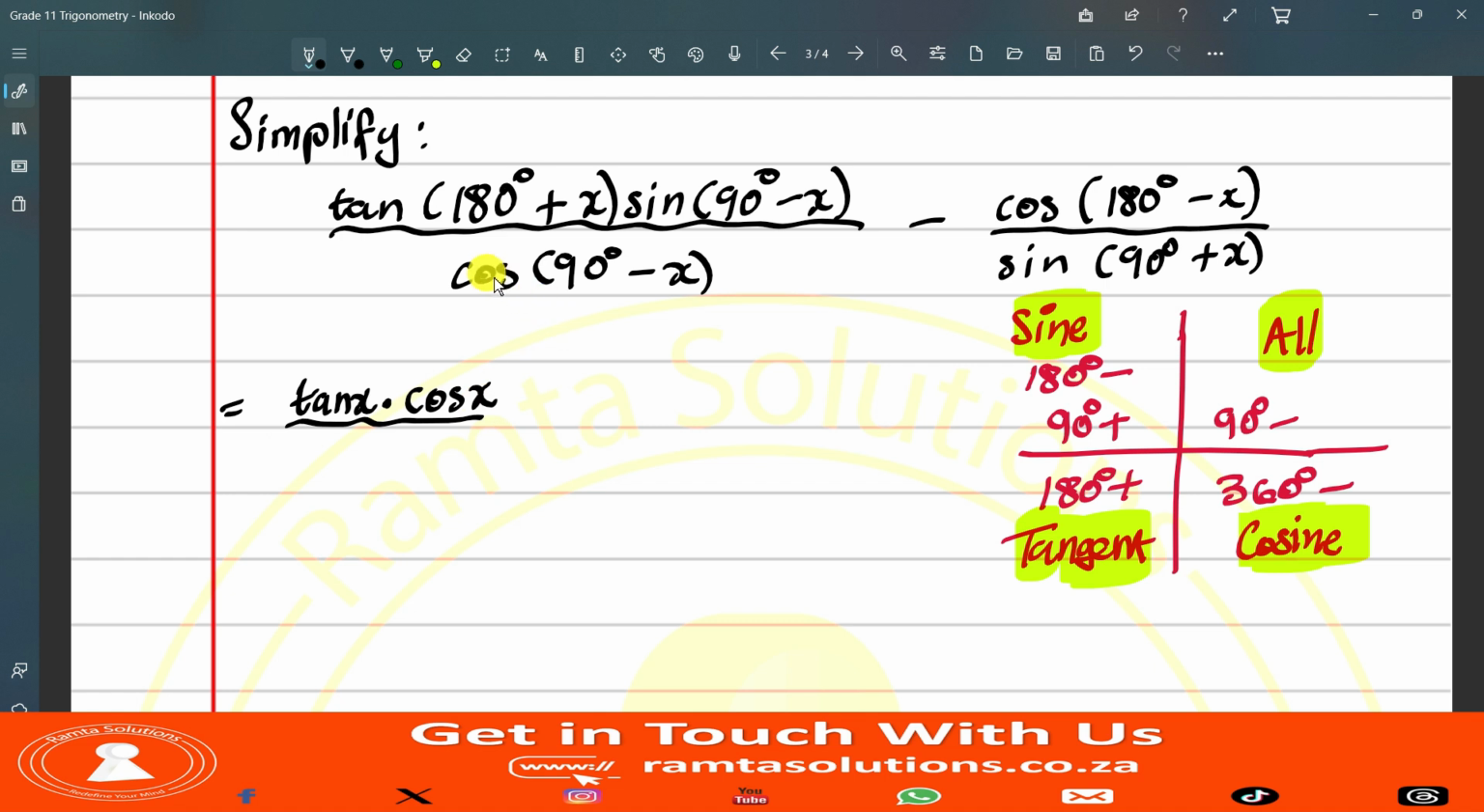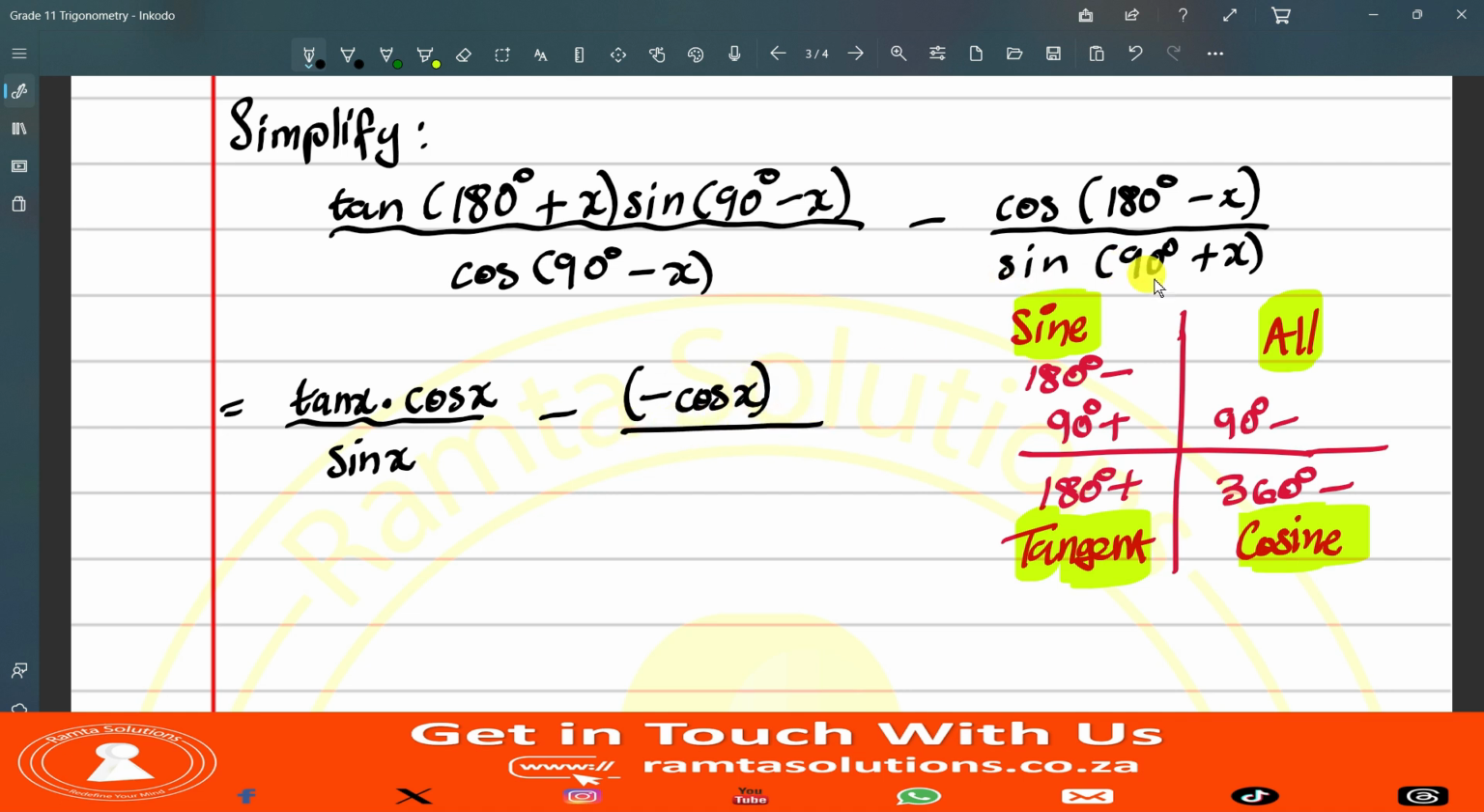All these are over cos in the 90 minus. 90 minus is the first quadrant. In the first quadrant, we said all ratios are positive. But because of the 90, cosine will change and become sin x, right? Minus, let's see now, cos in the 180 minus. Which quadrant is the 180 minus? The 180 minus is the second quadrant. So cos(180° − x) will be negative cos x.